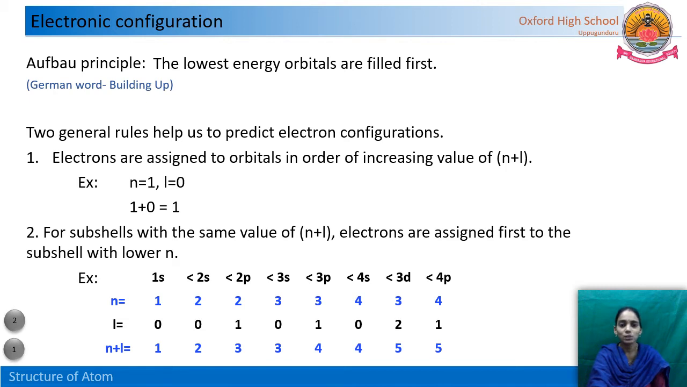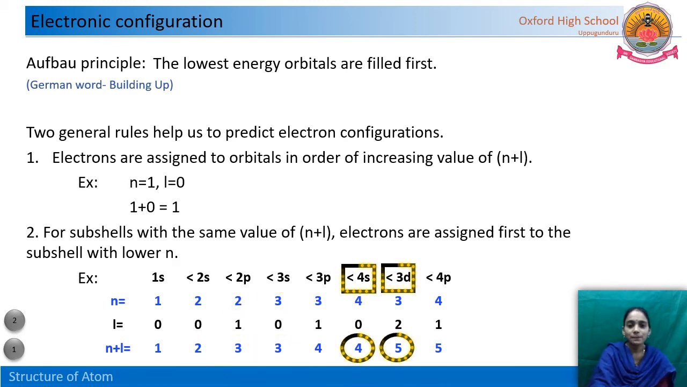So let us check the first rule and the second rule. See here, 2p and 3s have the same n plus l value. That means the n plus l value for 2p is 3 and for 3s it is also 3. Then how do we fill the electrons? Which one do we fill first? Now we have to consider the principal quantum number values. For 2p it is 2 and for 3s it is 3. So which one is least? 2p. So after filling the 2s orbital we have to fill 2p rather than 3s.